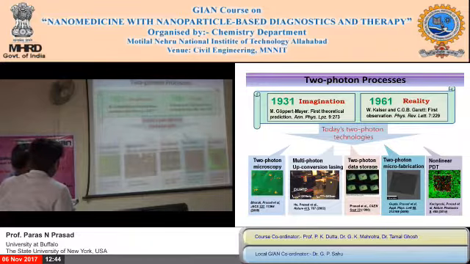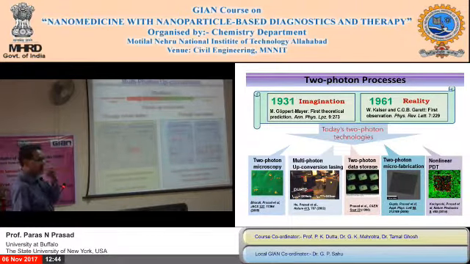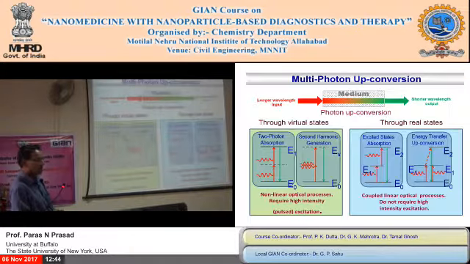Yeah. Okay. So is this difference clear to all of you, students? The difference between this and this? That this is through a virtual state. There is no intermediate state actually real. And it is a one-step process. And this is a two-step process.